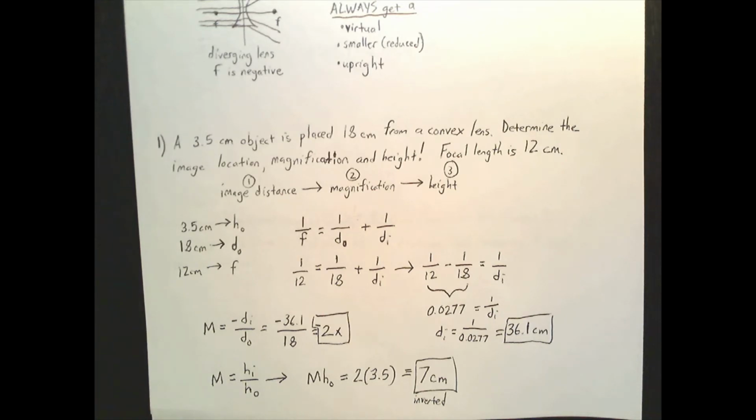So that is our typical lens problem. We're going to get the image distance, we're going to calculate the magnification, and then finally we're going to use the magnification to get how tall that image looks. All right, moving on.